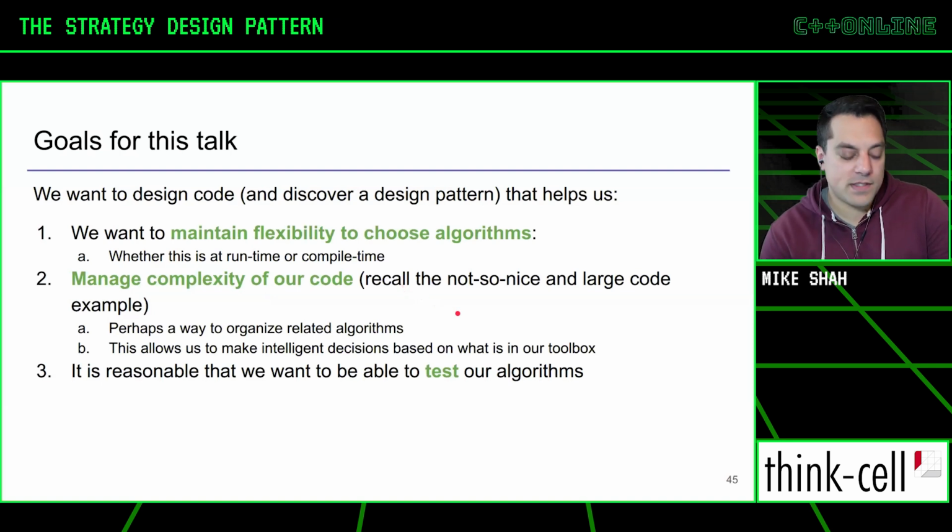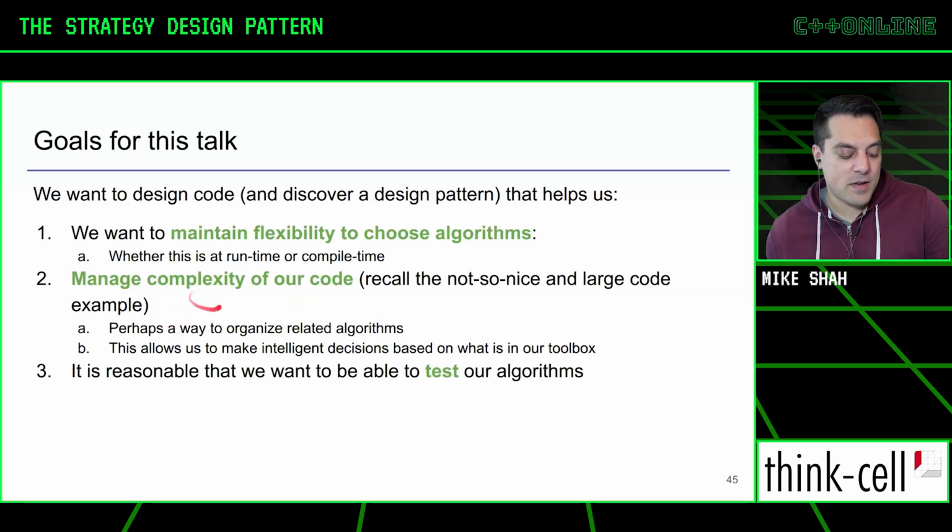So the goals for the rest of this talk are to figure out how to maintain that same flexibility to choose the right algorithm, but we also want to manage the complexity of our code. So whether that's at runtime or compile time, being able to choose the right algorithm without the cost of making our code very difficult to maintain later on. Okay, so perhaps we're going to find a way to organize our related algorithms. And if we have our algorithms well organized, usually that means it makes it easy to refactor our code to do experiments as well.